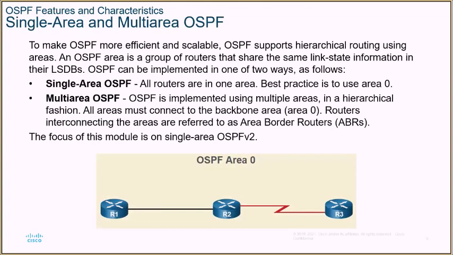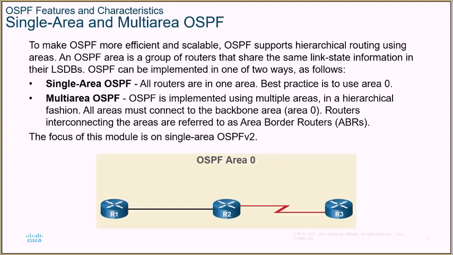Okay, now we did mention earlier that you can actually divide OSPF into multiple areas. And so, as I said, it makes it more scalable. To make OSPF more efficient and scalable, OSPF supports hierarchical routing using areas. An OSPF area is a group of routers that share the same link state information in their link state databases. OSPF can be implemented in one of two ways. You can just do single area OSPF, which would make it a small or medium-sized network, and all routers will know all information about all links in the entire network. Typically, if you have a single area OSPF, you will always call that area area 0.